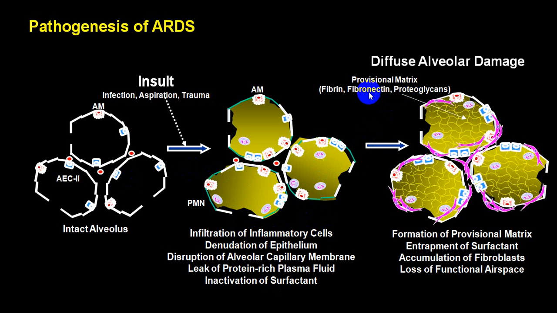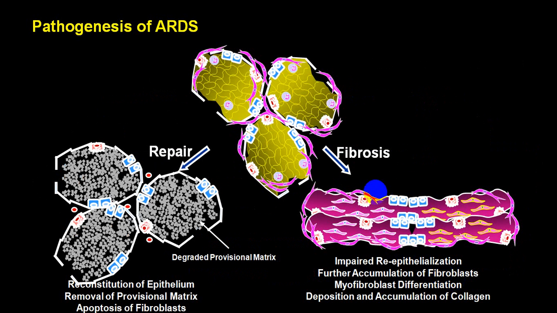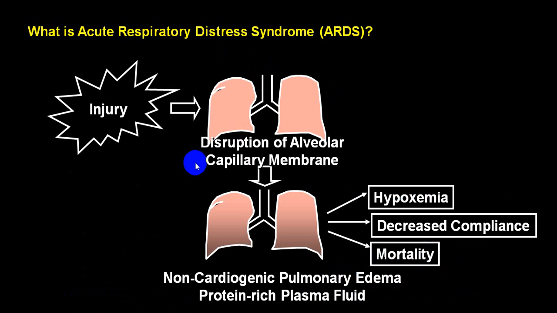And because of that, now you start getting production of fibrin that will give rise to fibrotic changes in the matrix, and you will have an accumulation of fibroblasts, loss of functional air spaces, and then it either goes into fibrosis or it goes into the repairing stage, or we call it a recovery stage. So injury gives rise to disruption in the alveolar capillary membrane, and secondary to that, alveolar edema, or we call non-cardiogenic pulmonary edema, which is protein rich plasma fluid. It will lead to resistant hypoxia, decreased compliance, and secondary to severe resistant hypoxia, there is increased mortality.